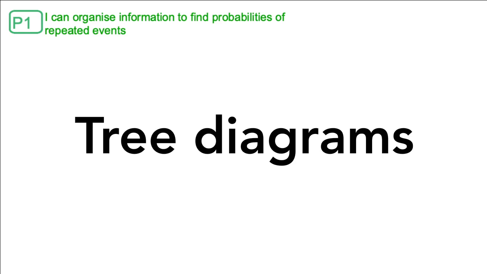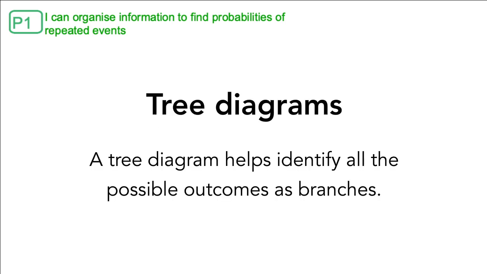The questions we've been looking at so far have been quite straightforward. However, the skills obtained from the previous videos are necessary to understand the concepts in this video. When finding the probability of repeated events, a way we could organize our information is using a tree diagram. A tree diagram helps identify all the possible outcomes as branches. Let's use an example to illustrate this.